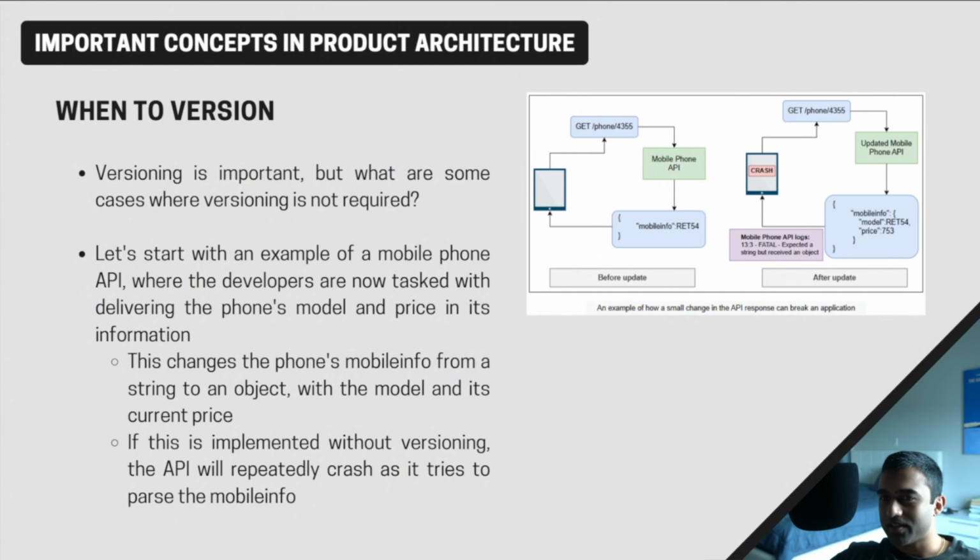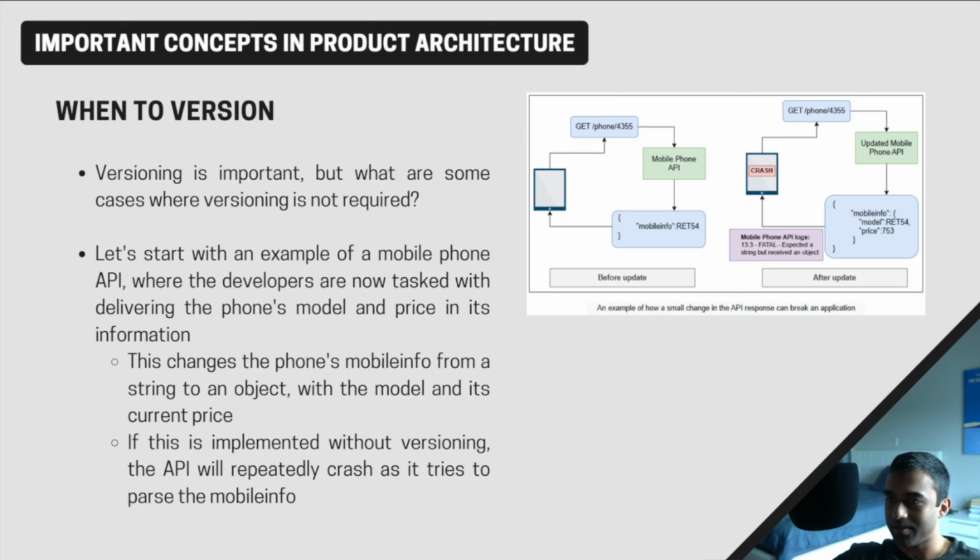So let's talk about when to version. Versioning is important, but what are some cases where versioning is not required? Let's start with an example of a mobile phone API where the developers are now tasked with delivering the phone's model and price and its information. This changes the phone's mobile info from a string to an object, with the model and its current price. If this is implemented without versioning, the API will repeatedly crash as it tries to parse the mobile info, right?